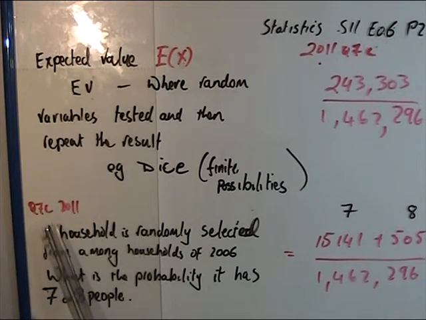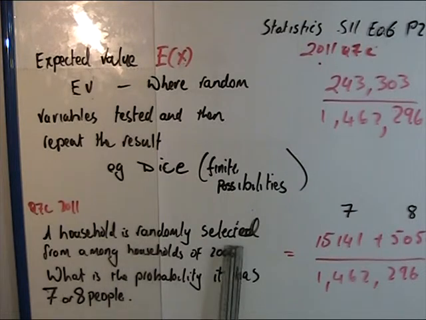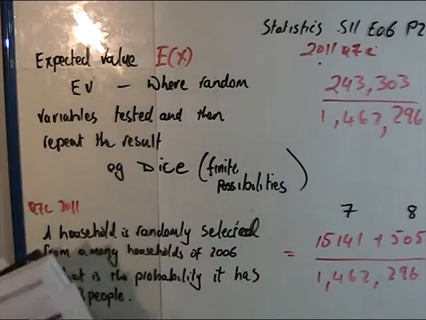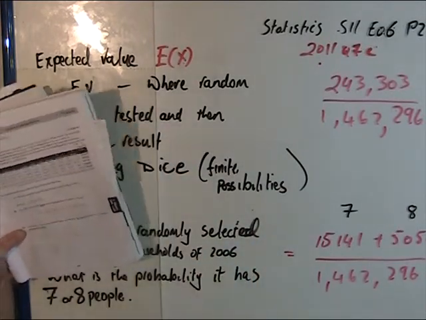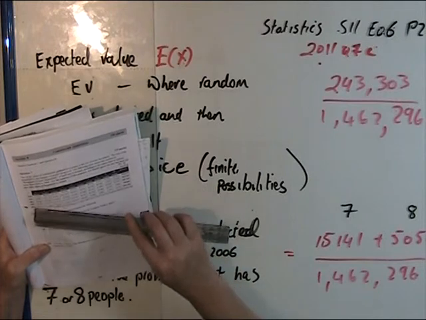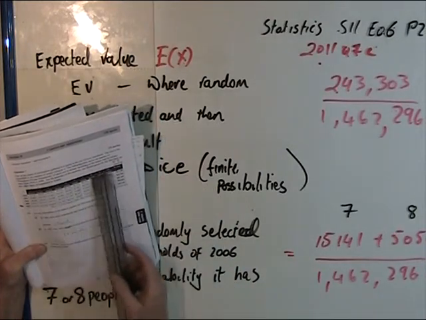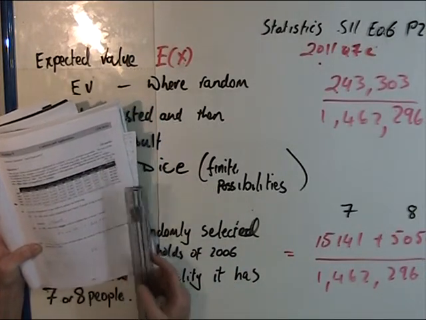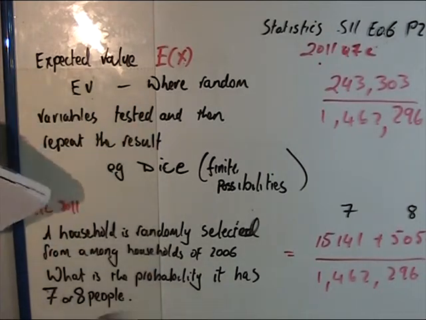I'm going to read out question 7C from 2011. It says a household is randomly selected from among the households of 2006. We did this question before, when we were calculating the mean and such. It was a table for 2006, with the number of people in the households across the top. So what is the probability that a household has 7 or 8 people?